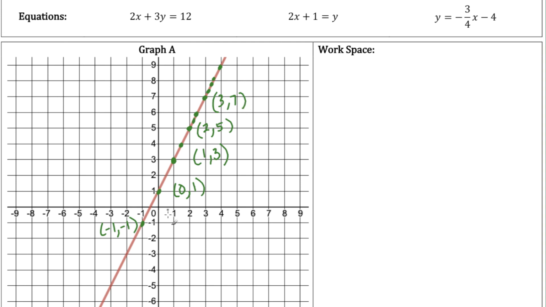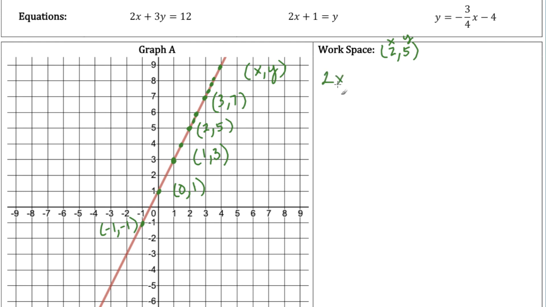So these solutions, these x comma y's, should make this equation true, or this equation true, or this equation true. We got to figure out which one. So I'm going to try 2x plus 3y equals 12. I'm going to choose 2, 5. Remember that that's our x and that's our y.